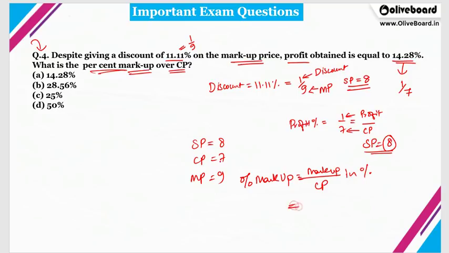So markup is what? CP is increased by 2 rupees to get this MP 9. So this will be 2 and the CP is what? 7. Okay. So I know that 1 by 7 is what? 14.28%. So 2 by 7 will be what? 28.56%. So in this case my answer will be what? Option B. Okay. Now let's move on to our last question, that is the fifth question.